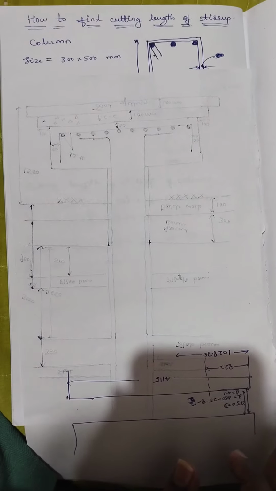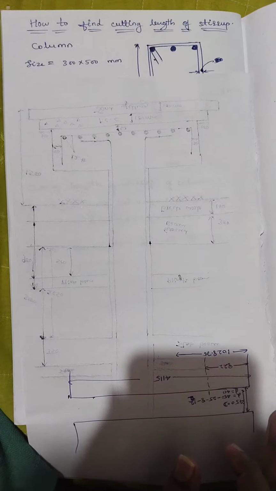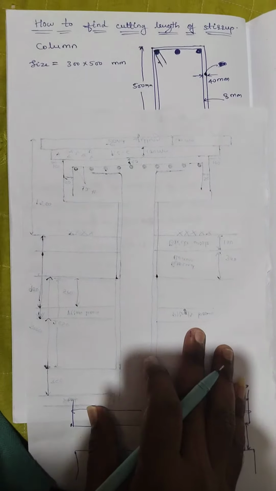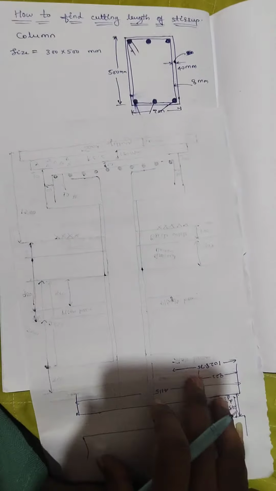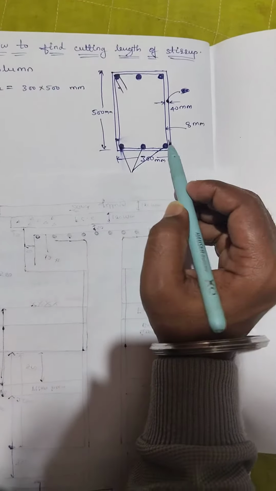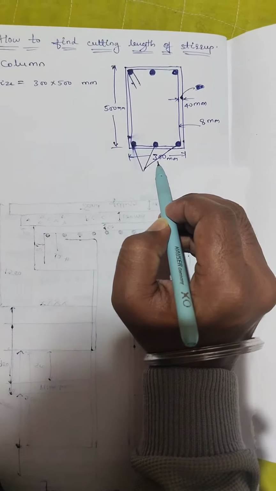Hi civil engineers, today we are going to learn how to find the cutting length of stirrups of a column of size 300 by 500, 300 width, 500 depth. See here, the column size is given here, column cross section. This is 500 depth and 300 width.